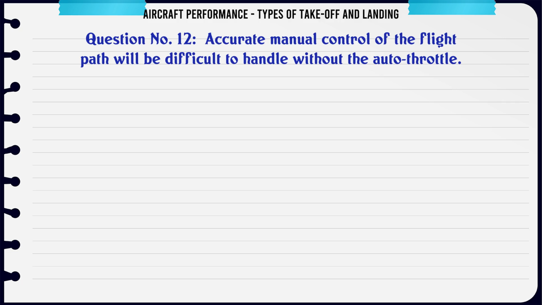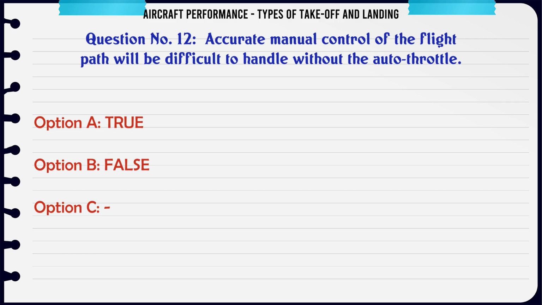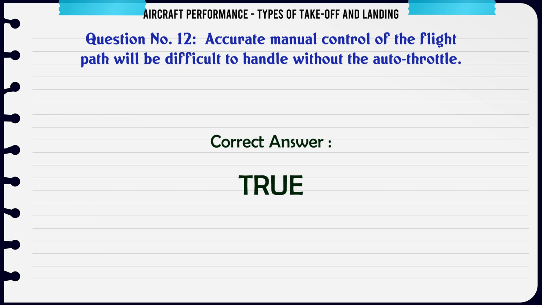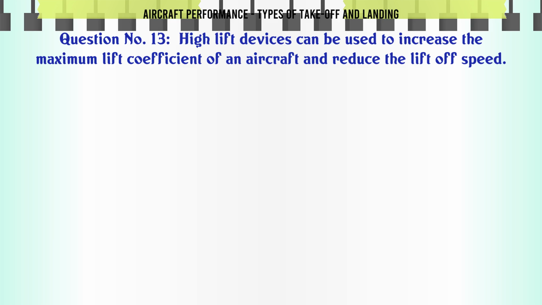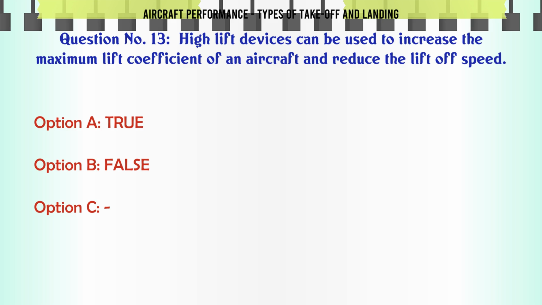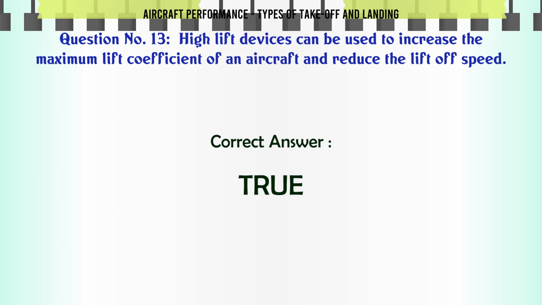Accurate manual control of the flight path will be difficult to handle without the auto-throttle. A: True. B: False. The correct answer is true. High lift devices can be used to increase the maximum lift coefficient of an aircraft and reduce the lift-off speed. A: True. B: False. The correct answer is true.